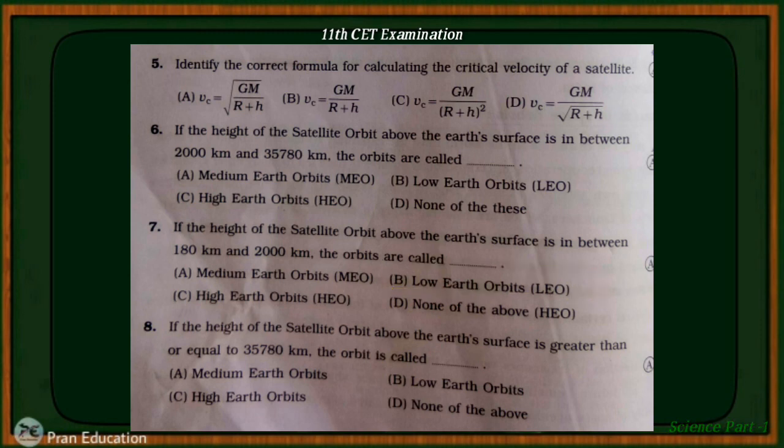Eighth, if the height of the satellite orbit above the Earth's surface is greater than or equal to 35,780 km, the orbit is called dash. Options: A, medium Earth orbit. B, low Earth orbit. C, high Earth orbit. D, none of the above. The correct option is option C, high Earth orbit.